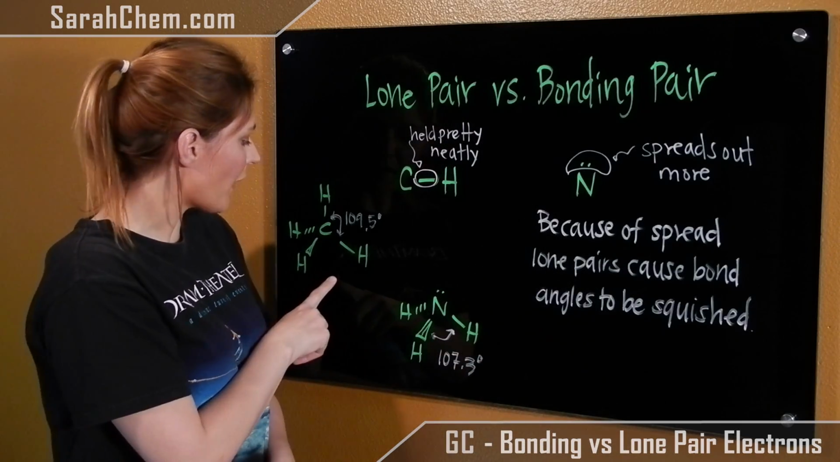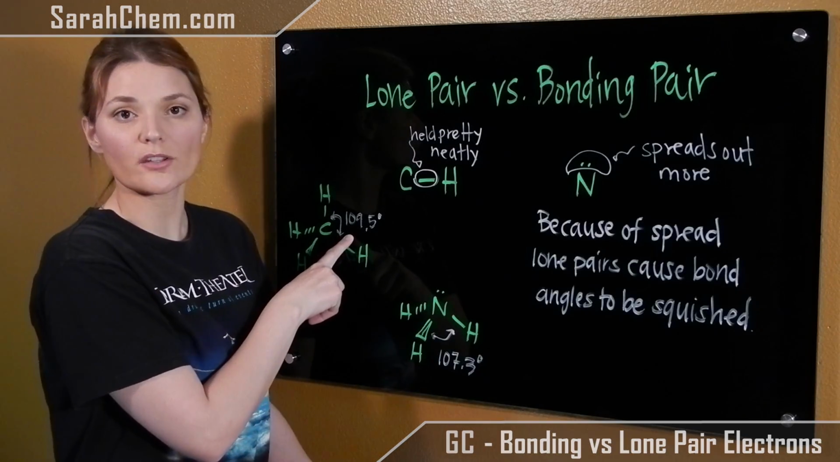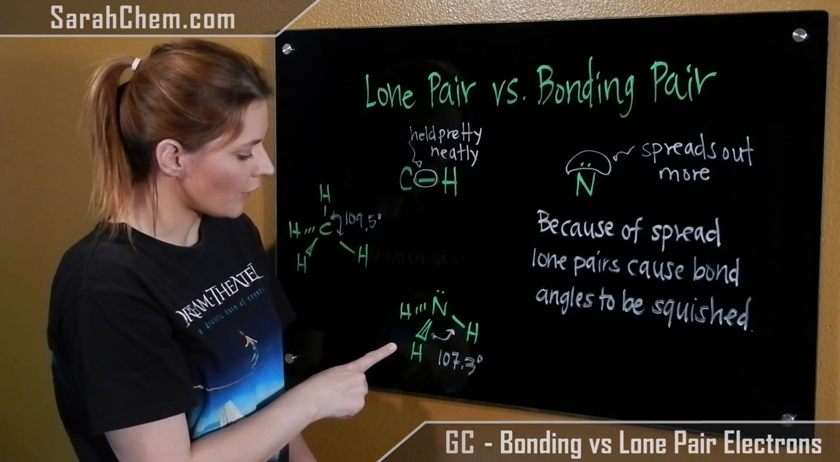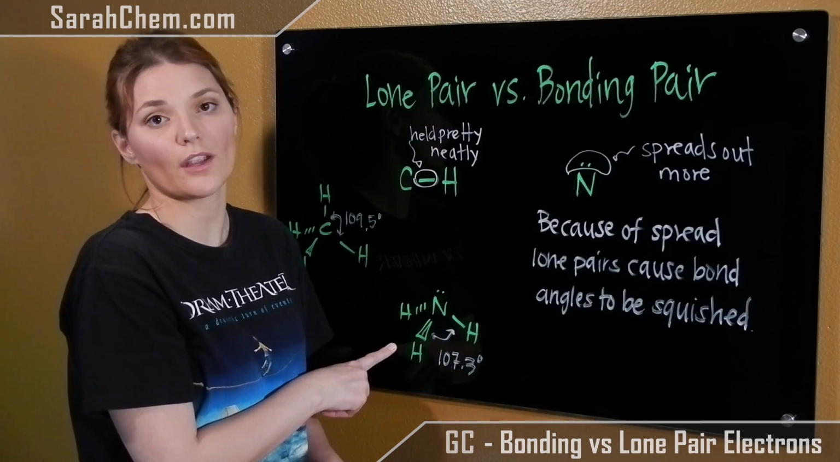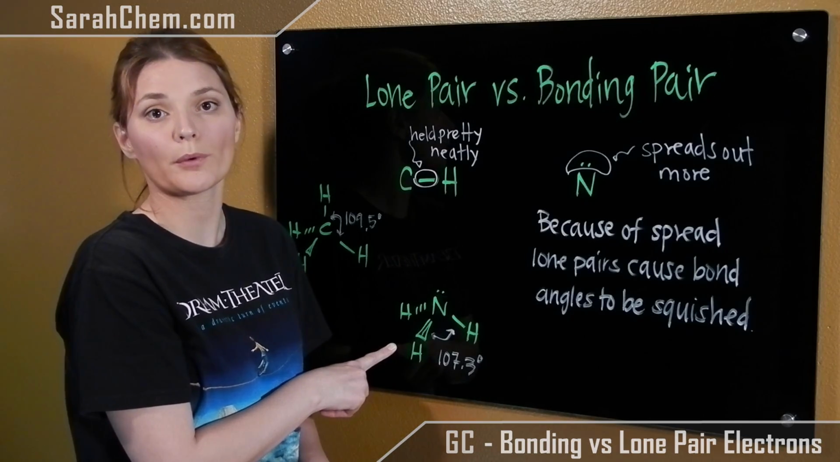So in the case of methane, this one doesn't have any lone pairs, so it's going to have the normal tetrahedral bond angle of 109.5. Ammonia, on the other hand, has an electron configuration of a tetrahedral. It has a molecular configuration of a trigonal pyramidal.